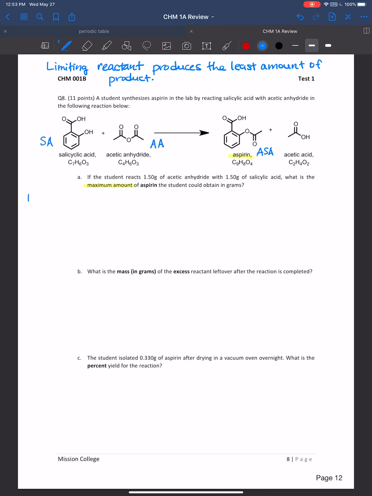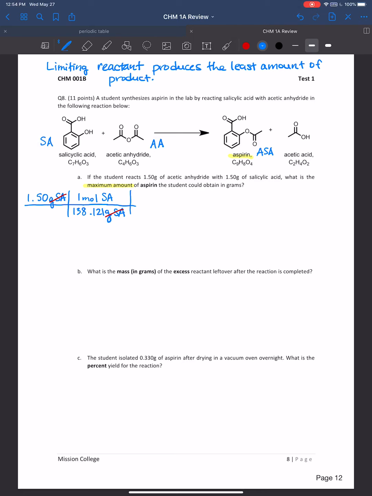And I'm going to start off with 1.50 grams of salicylic acid. I'm going to use dimensional analysis to make sure all the units cancel out and don't make any mistakes. You need to use the molar mass of salicylic acid to convert from grams to moles. And you can calculate the molar mass from the molecular formula given above. And so in this case here, grams of salicylic acid cancel out, and now we're in moles of salicylic acid.